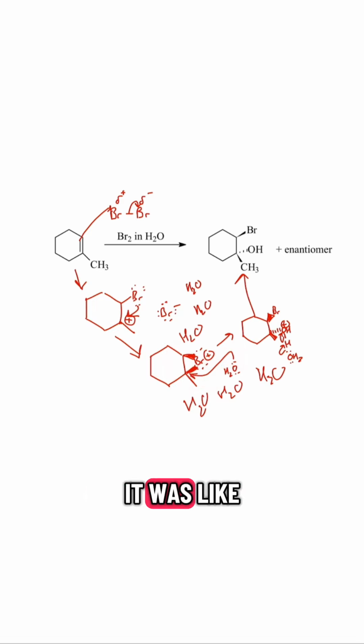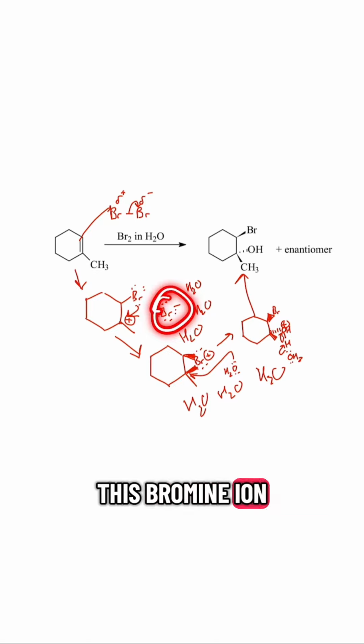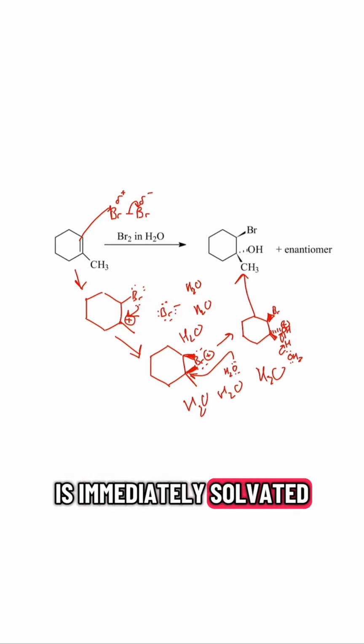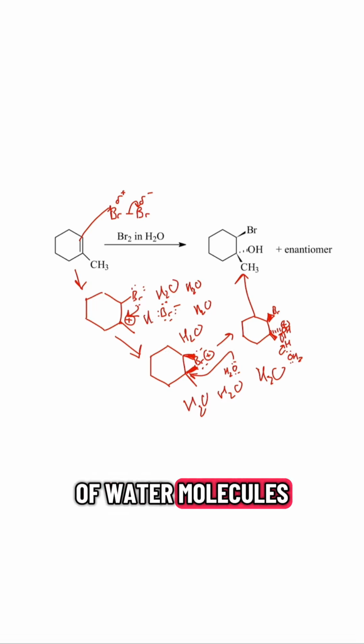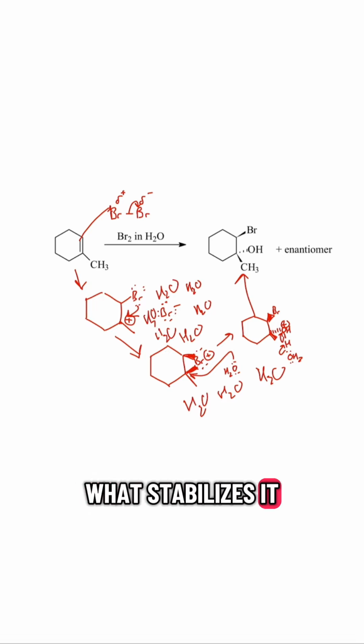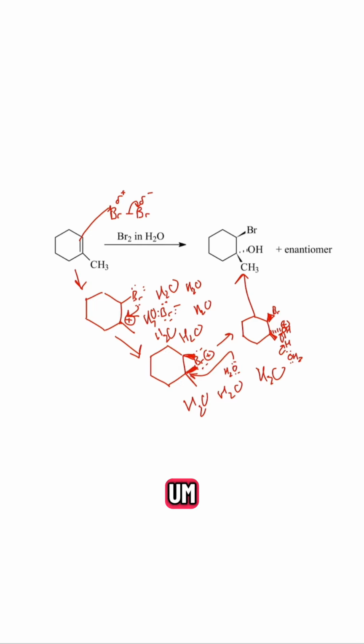And even if it was, there are water molecules, and this bromine ion is immediately solvated by just tons of water molecules, and that's actually what stabilizes it. So there is a solvent cage of water molecules around this that would make it harder for that to get to this. So that is why water adds here and not that Br minus. That's a great question. Thank you so much for asking it, and I hope that answers your question.